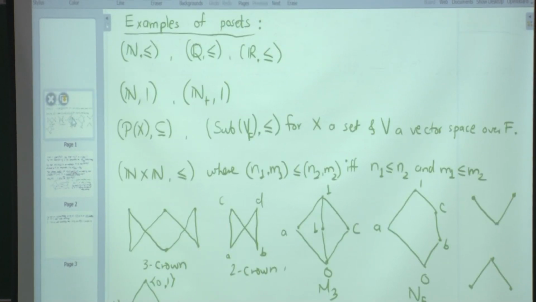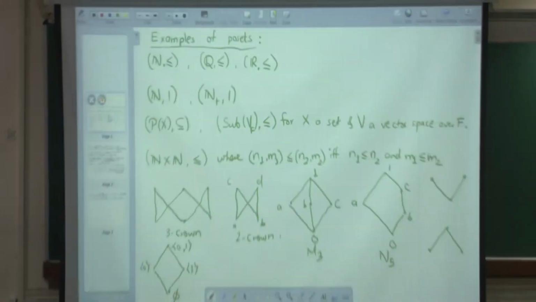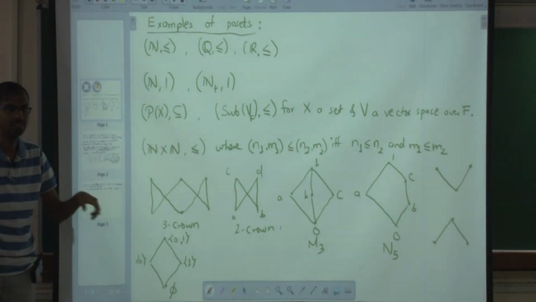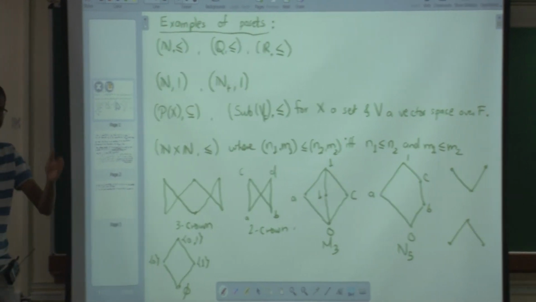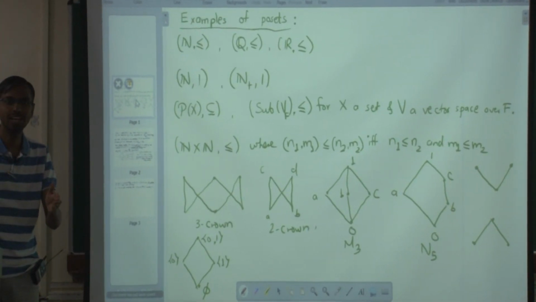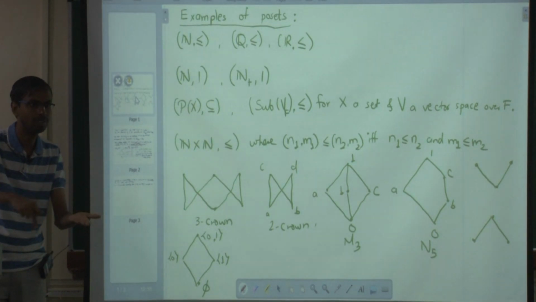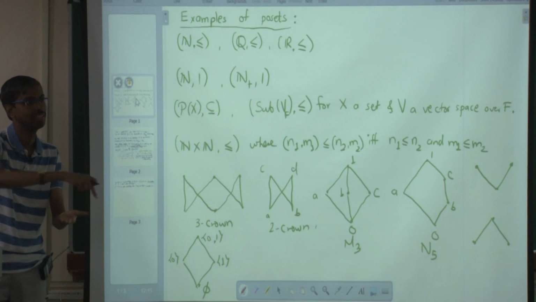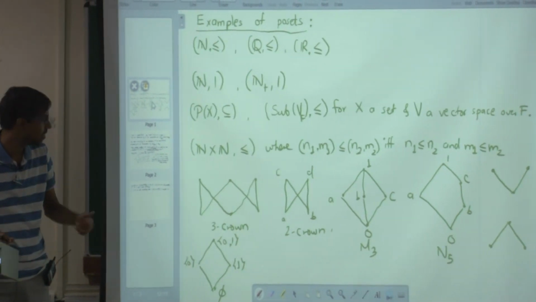I have added a few more examples. Maybe you were thinking last time why it is called a 2 crown. This is a 3 crown. When you keep it on the desk, it will look like a crown. 3 points at the bottom and 3 points at the top, and they are arranged in crown shape. It feels like they are arranged in a circle.